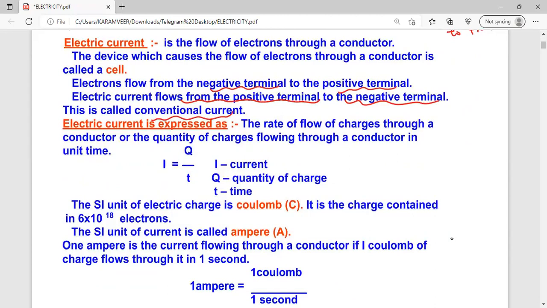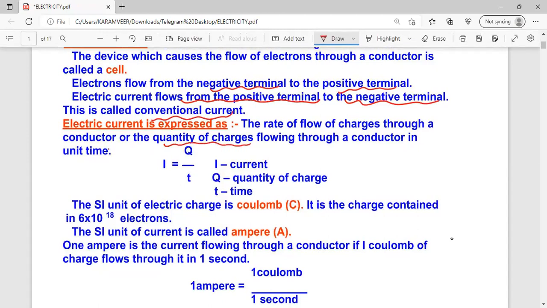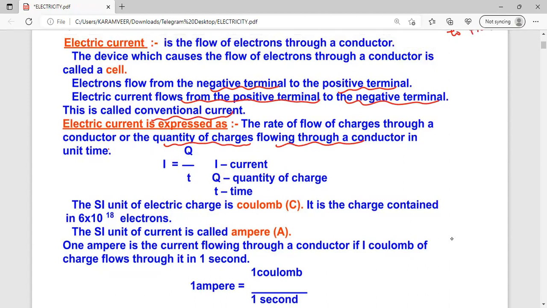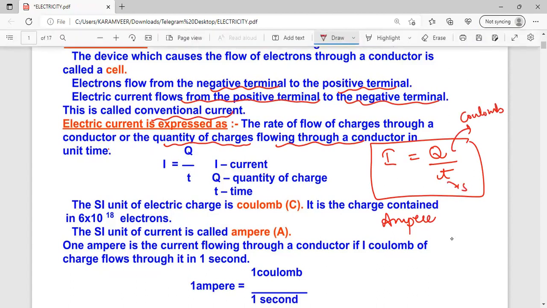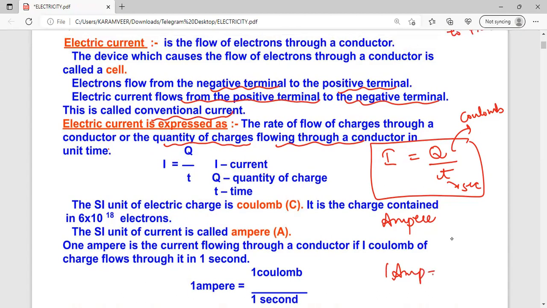So electric current is expressed as basically the rate of flow of charge through a conductor, or the quantity of charge flowing through a conductor in unit time. Unit time means we take time as 1 second. Time will depend upon how much time we are using. Electric current is denoted by I, charge is denoted by Q, time is denoted by T. So I is equal to Q upon T is called current. Current has unit ampere, charge has unit coulomb, and time has unit second. So 1 ampere is equal to 1 coulomb upon 1 second.